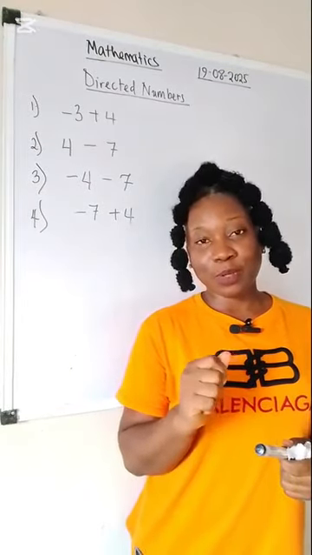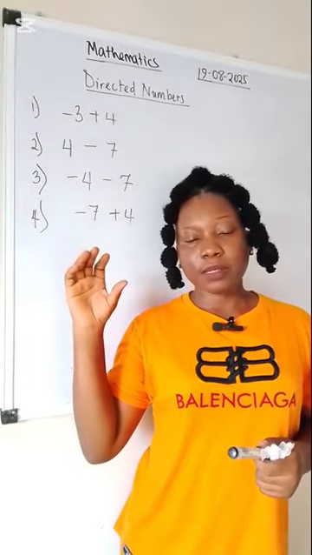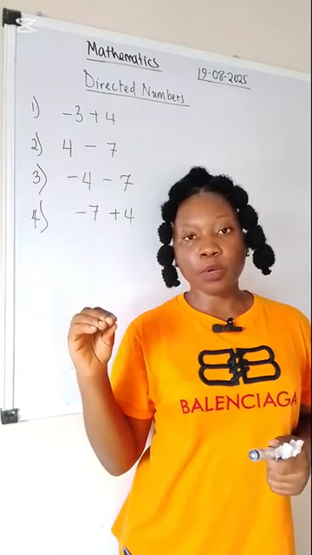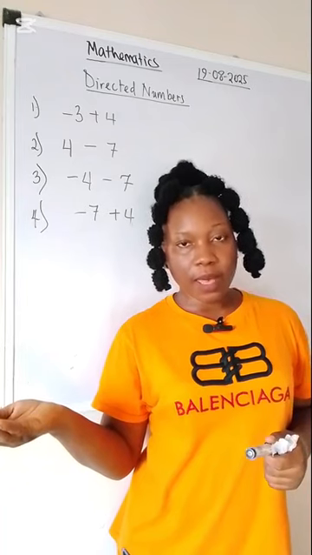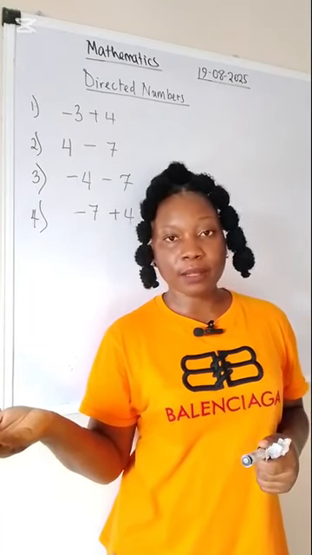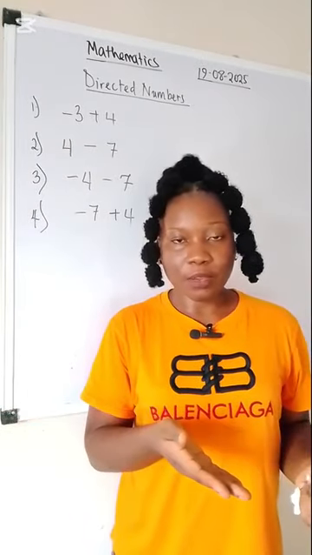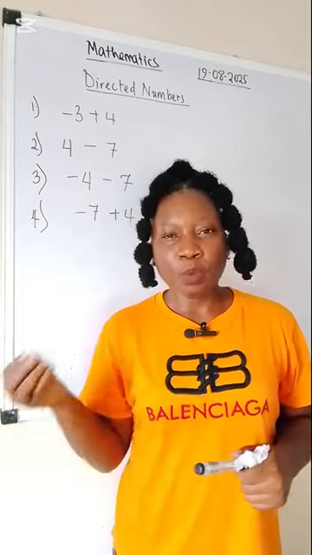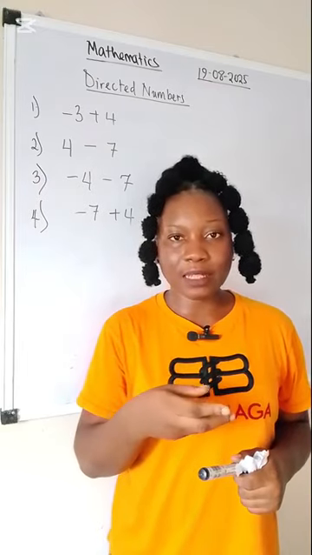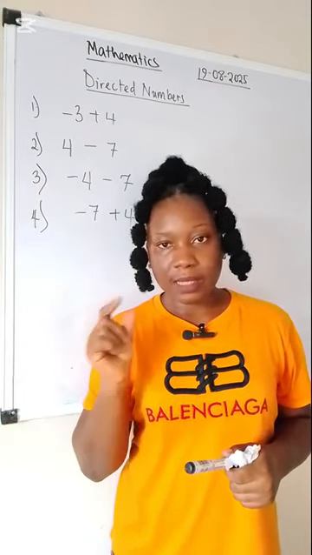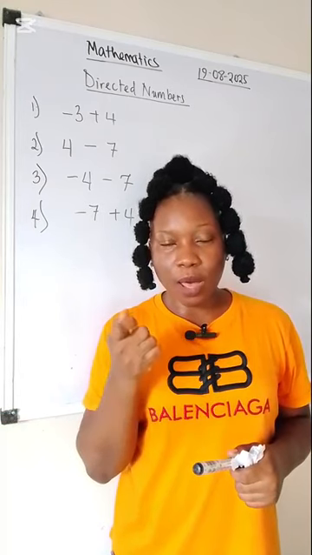Now on today's topic we are going to be learning directed numbers. This topic is supposed to help us form the basis of our knowledge while we go ahead and learn algebra. Now we know how to add numbers, we know how to subtract numbers. But when it comes to negative numbers, when we are subtracting or adding negative numbers and positive numbers, it gets tricky. Sometimes we don't know what to do or how to approach it.